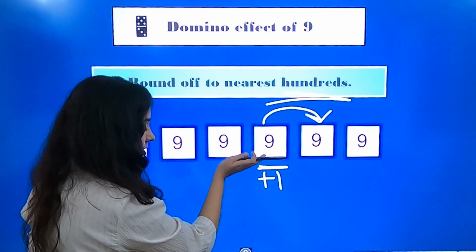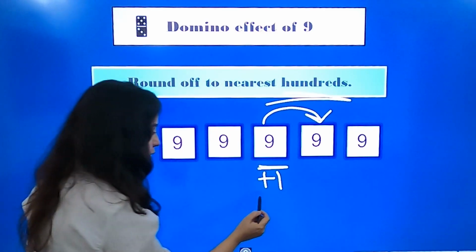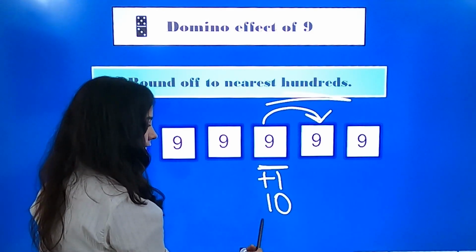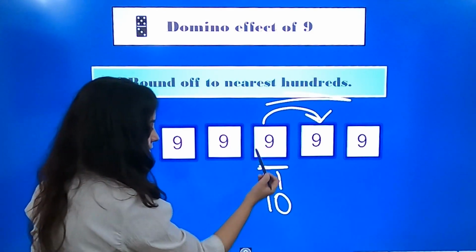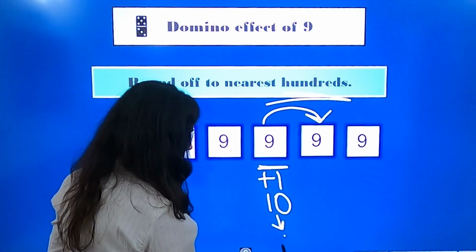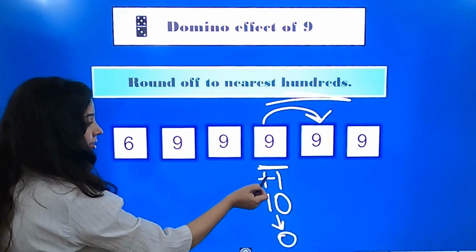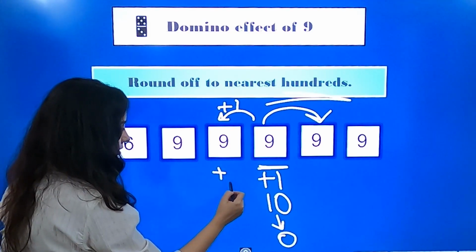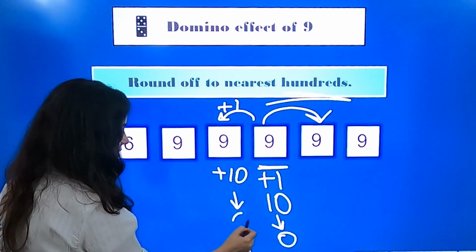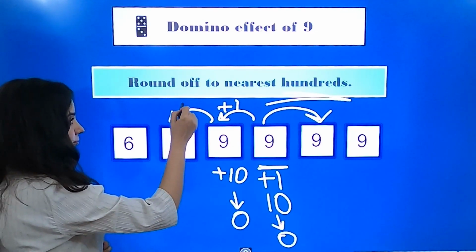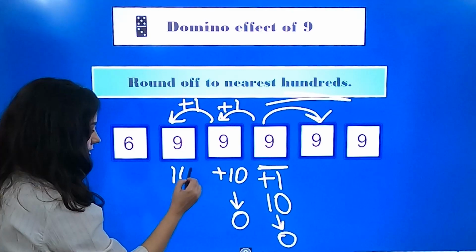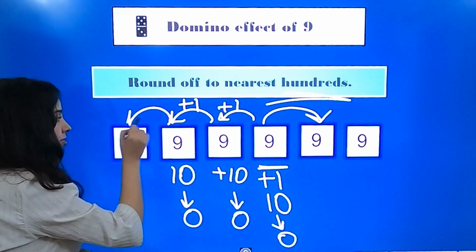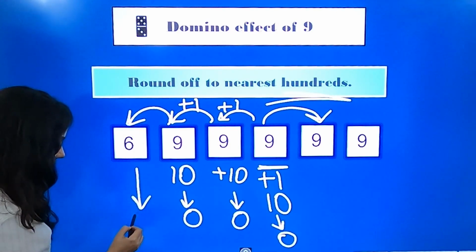Now, at the hundreds place, we have got 2 digits, 10, because 9 plus 1 is 10. And you know, just one digit can come. So we'll keep 0 and we will add this one here. Again the same story repeats. 9 becomes 10 and then we'll keep 0 and this one will be added to this. This will also become 10. We'll keep 0 and this one will be added to 6 and this digit becomes 7.